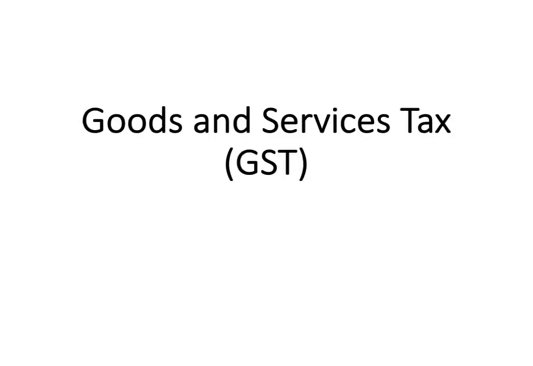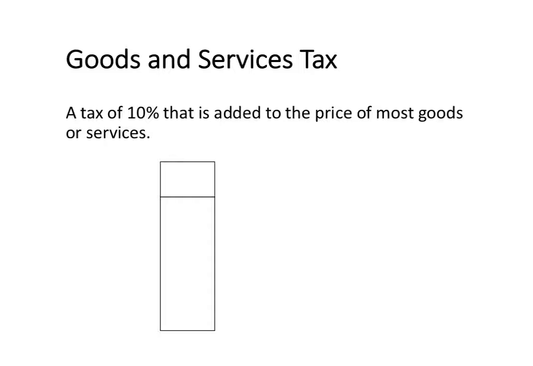In this video, we're going to have a look at some calculations involving the goods and services tax. The goods and services tax is also known as the GST, which is an acronym for goods and services tax. Now the GST is a tax of 10% that is added onto the price of most goods and services.